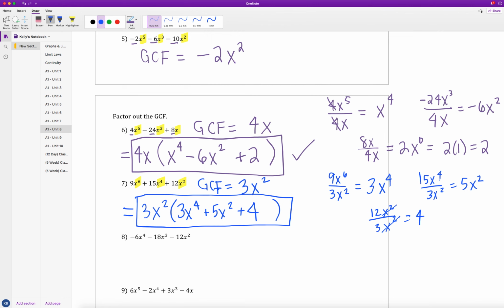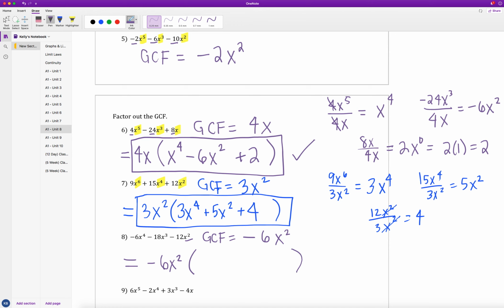Okay, why don't you guys pause the video and do example 8 on your own first, and then we'll check it together. So example 8 says negative 6x to the 4th minus 18x cubed minus 12x squared. So let's first find our greatest common factor. I have a negative 6, negative 18, and a negative 12. So I'm going to factor out a negative sign. And then 6, 18, and 12 are all divisible by 6. So I have a negative 6 and then an x squared, since that was my lowest exponent here. And both an x cubed and an x to the 4th have an x squared inside of it. When we go to factor this out, we'll have a negative 6x squared, so our GCF, then times the stuff that is left over.